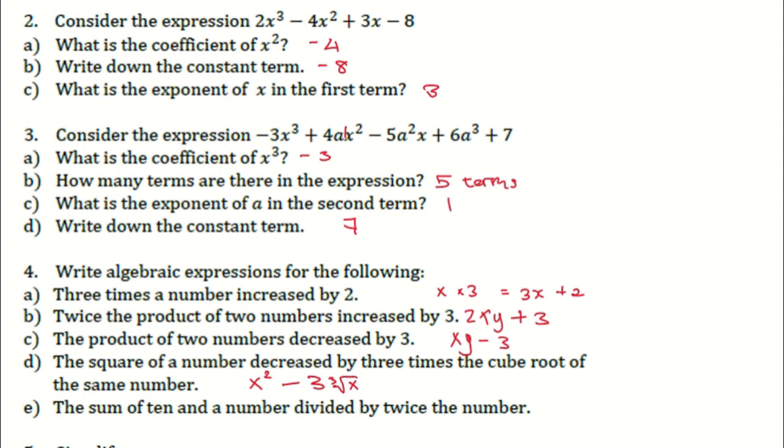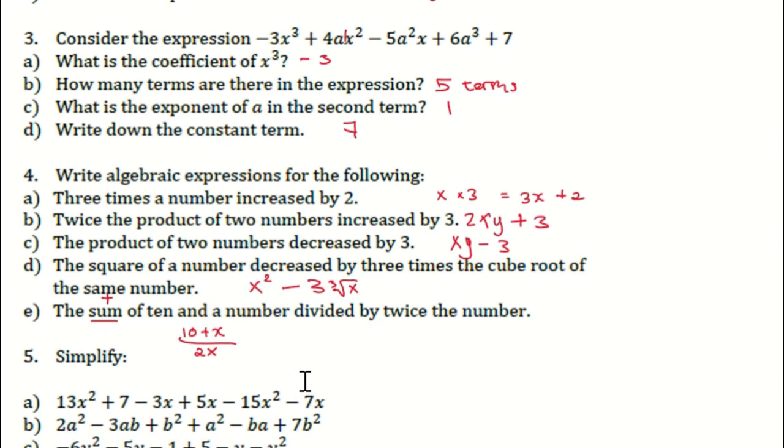Let's just see if the square of a number decreased by 3 times the cube root of the same number. Yes, that's right. Now they ask us the sum of 10 and a number. Sum means what again? Plus or addition. So let's say 10 plus x. The sum of 10 and a number divided by twice the number. So this whole thing is going to be divided by 2 times x.